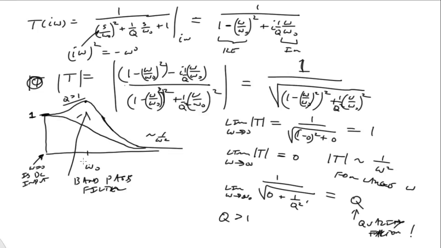Where for a range of frequencies around omega naught, we get an amplification of the signal beyond what we get for DC inputs. So that's pretty neat. Okay, so now let's quickly study the complex argument here. So now let's study the phase shift.